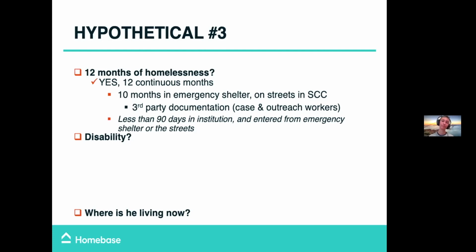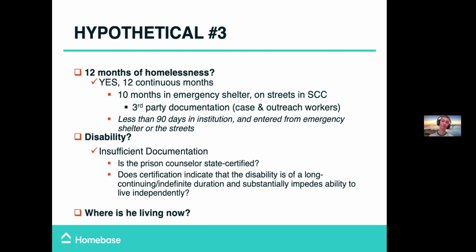Regarding whether Jordan has a disability, we know that a prison counselor has written that he does. However, we don't know whether the prison counselor is state certified or whether that certification indicates that the disability is of a long continuing or indefinite duration or substantially impedes his ability to live independently. So we need additional documentation to determine whether he has a disability that would qualify him for chronic homelessness.